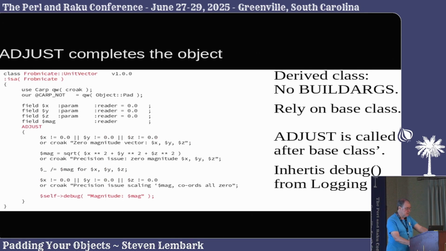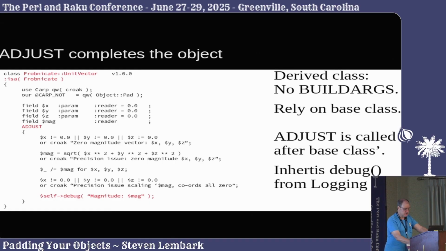So the adjust here is a good example of where I need an adjust because I can't use params. Let's say I've got something that's a unit vector. You give me an x, y, and z, I compute a magnitude, and I scale the values so that they're within a unit. Well, I can get parameters for x, y, and z, but I can't tell that they're not a unit yet. And I can't use them alone to compute the unit. So what am I going to do?